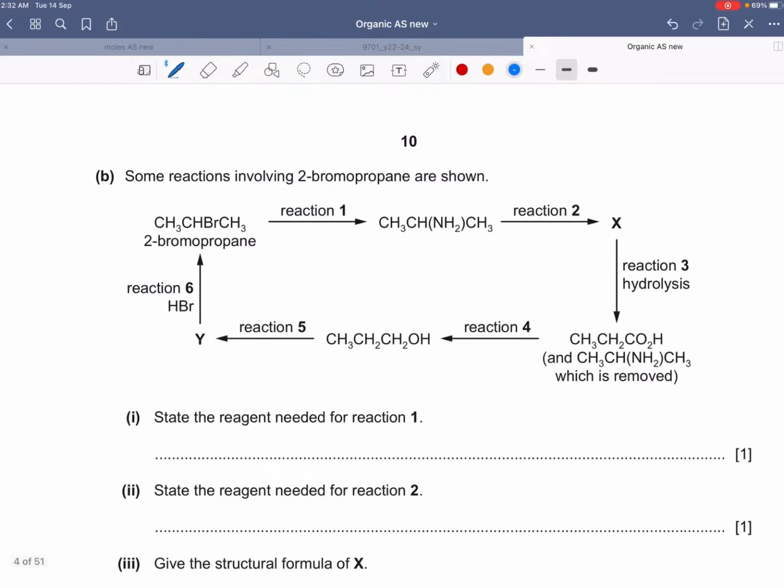Now the next part B. Now this is a synthesis question. We have a couple of reactions here, and we have to work out these reactions. In some parts they would ask the conditions. In some parts they would ask what is forming, like they would ask us what is X, right? So let's start this question.